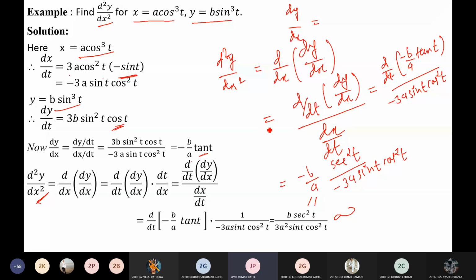So what is here? Minus b by a sec square t divided by minus 3a sin t into cos square t. So now minus minus cancel out, so it will be plus. Here b is there, so b into sec square t divided by 3 is already there, so 3a into a square and sin t into cos square t. Okay, now any problem?